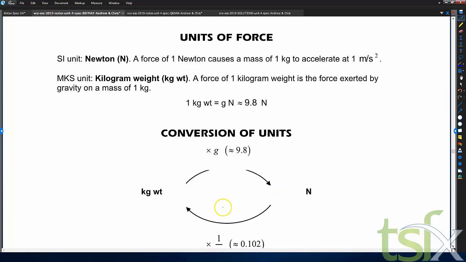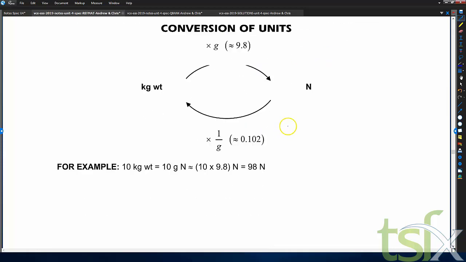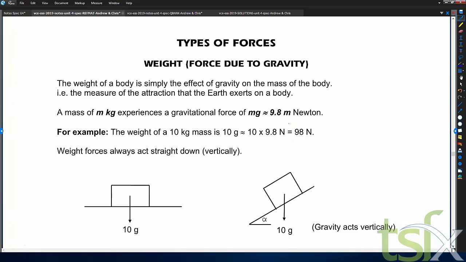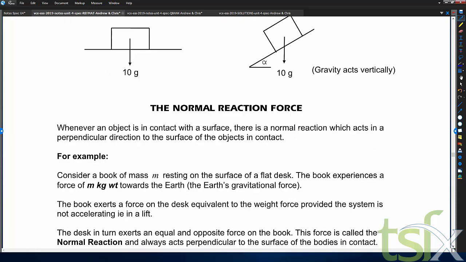All right. So, kilogram weight. I don't think VCAA will give you things in kilogram weight. The only difference is you have to multiply that value by g and you get newtons. So that's all you have to do. Some conversions are there in the notes. We have weight forces, force due to gravity, normal reaction force.